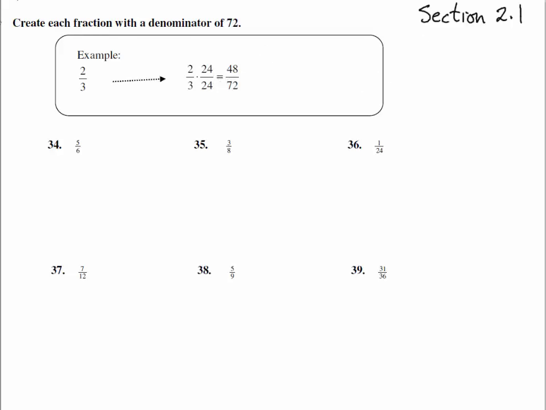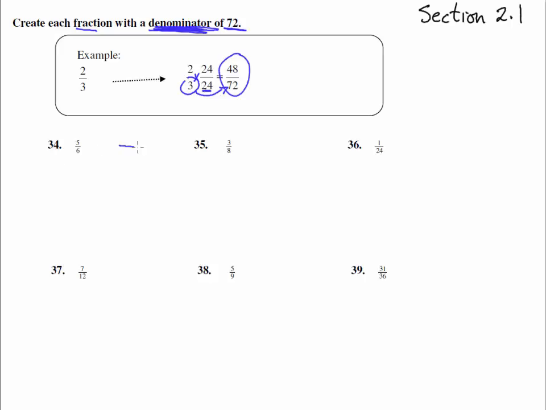Here we are in section 2.1 with 34 through 39. Here we're supposed to create each fraction with the denominator, the name of the fraction, of 72. So here they had 2/3 and they needed to take 3 and times it over to get equal to 72, and 3 times 24 would have given it to them. So they did 2 times 24 is 48, 3 times 24 is 72, and they have a new name for it. So let's do the same thing here.